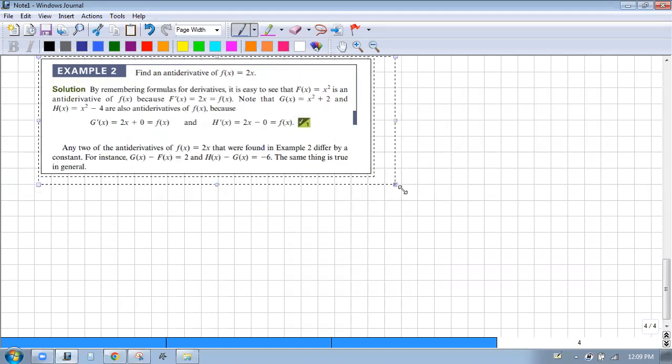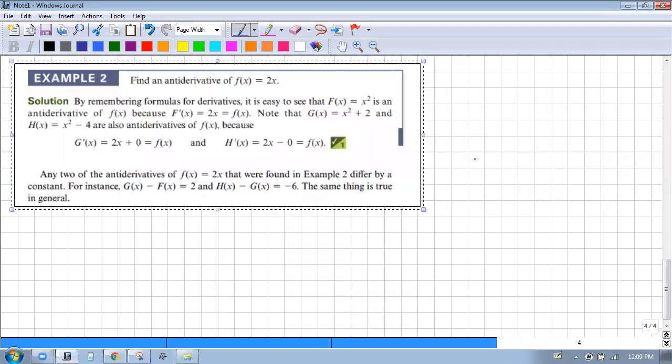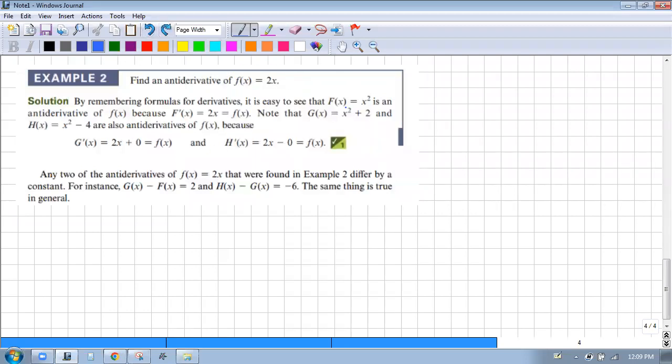Here's where they introduce the plus c. They do it in a really roundabout way. So the same example I just did. They said, here's one antiderivative. It's x squared. Here's another one, x squared plus 2. Here's another one, x squared minus 4. The derivative of all of those is just 2x, right? So they say, look at the difference between any two antiderivatives, and you're going to get a constant, right? That's all they're saying. The difference between x squared plus 2 and x squared minus 4 is whatever, 6.